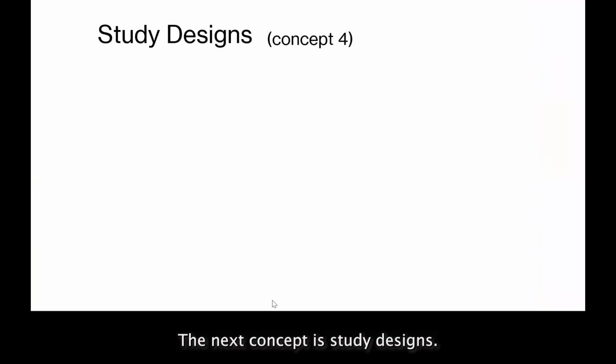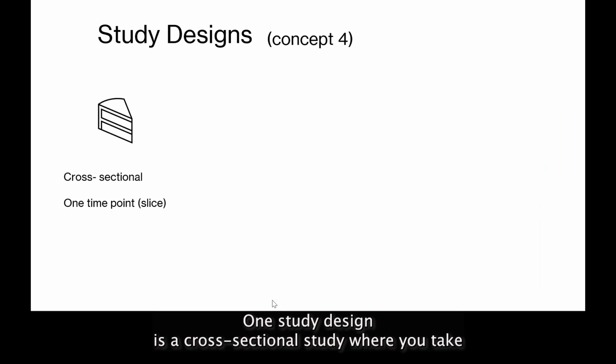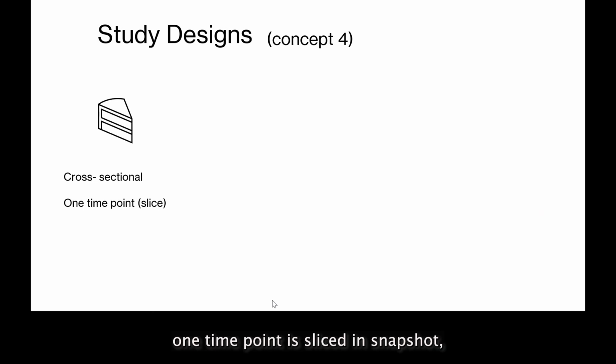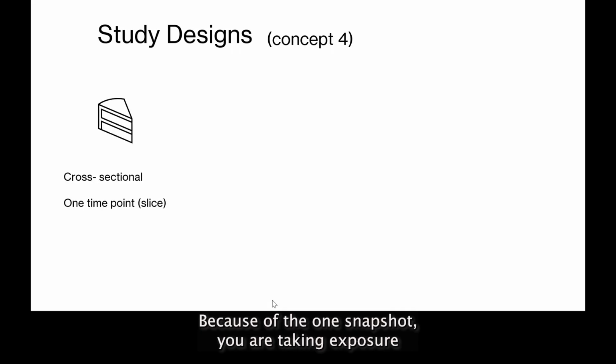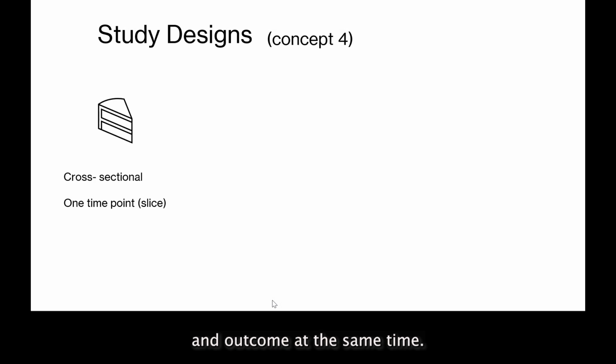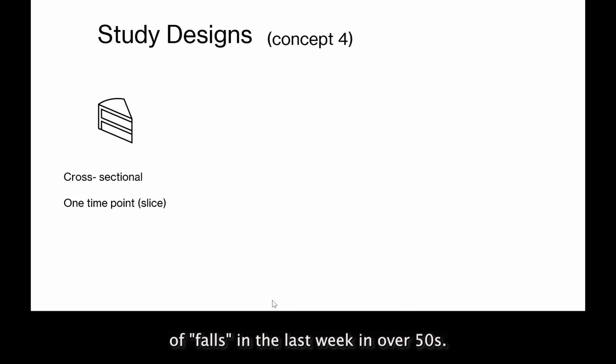The next concept is study designs. One study design is a cross-sectional study, where you take one time point, a slice, a snapshot. Cross-sectional studies are prevalence studies. Because of the one snapshot, you are taking exposure and outcome at the same time. An example of this might be, let's say we're trying to study the prevalence of falls in the last week in the over 50s. An advantage of this study is it's inexpensive, it's timely.